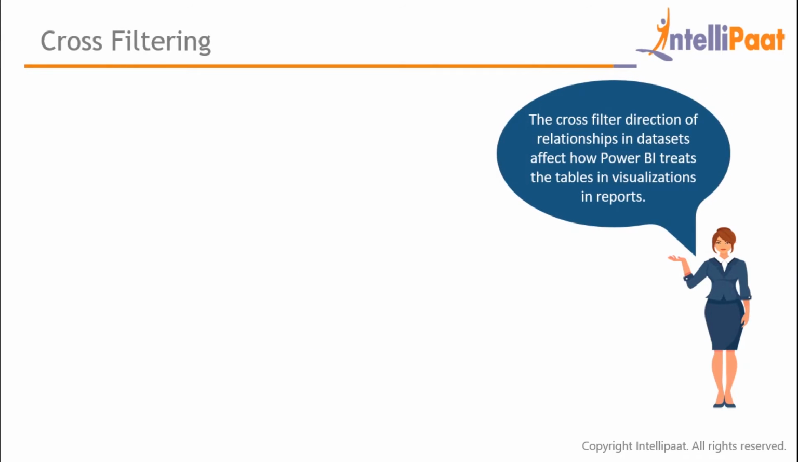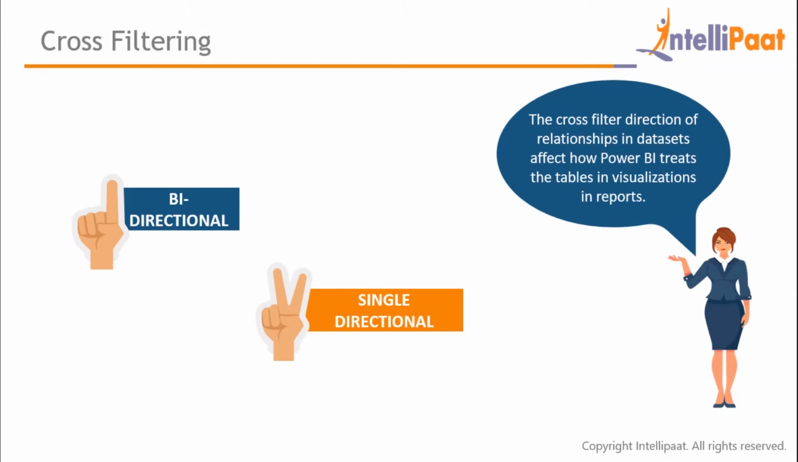For managing data relationships even better, Power BI equips users with cross-filtering. The cross-filter direction of relationships in datasets affects how Power BI treats the tables in visualizations and reports. There are two types, bidirectional and single directional. Bidirectional cross-filtering allows modelers to determine how they want filters to flow for data using relationships between tables, and single directional cross-filtering will filter one table based on another table.